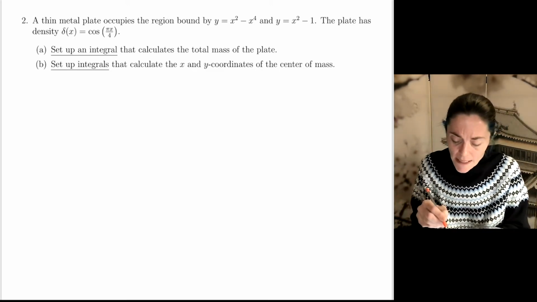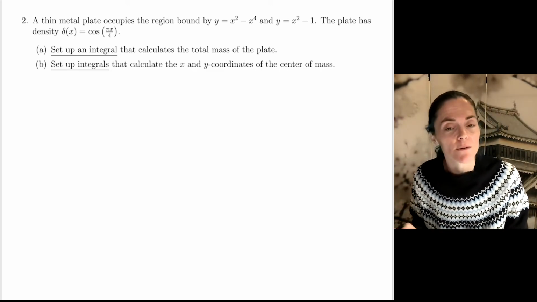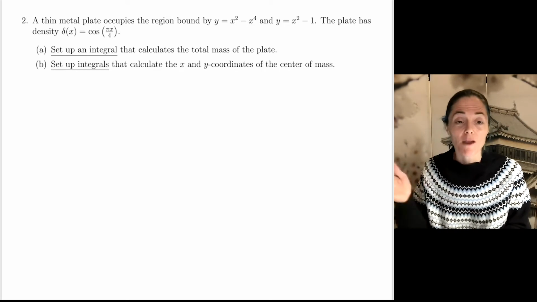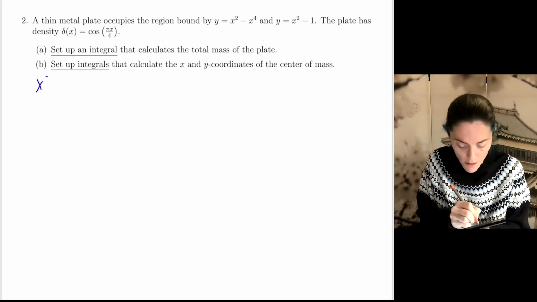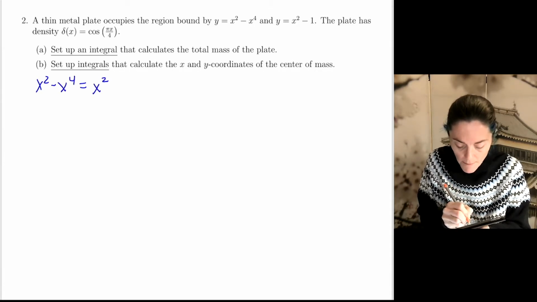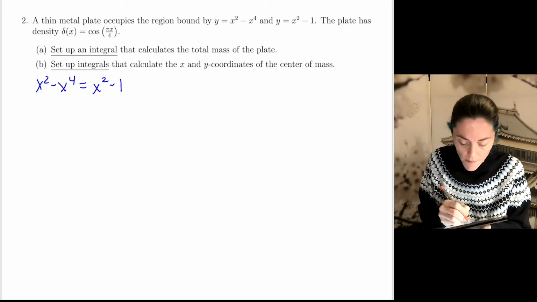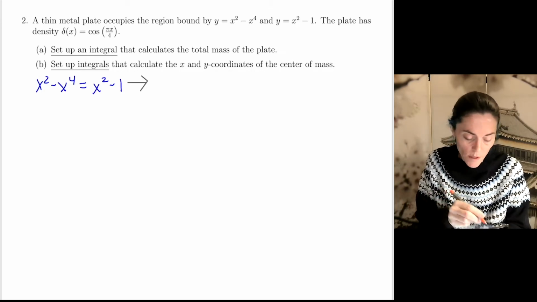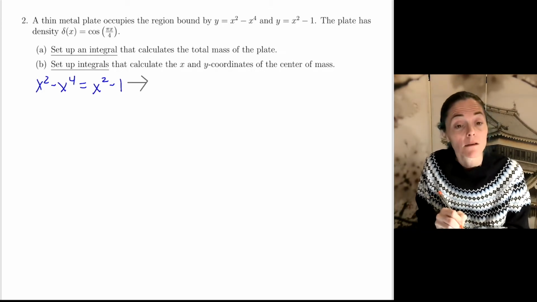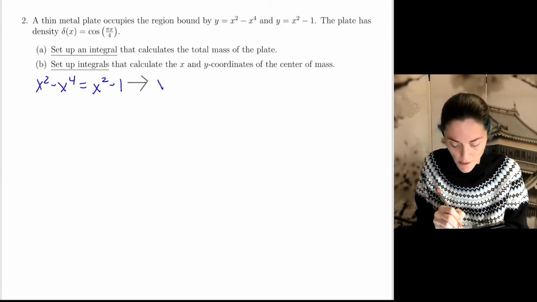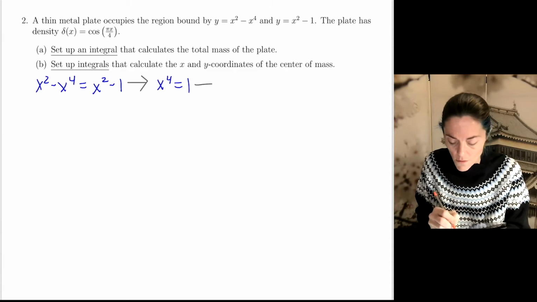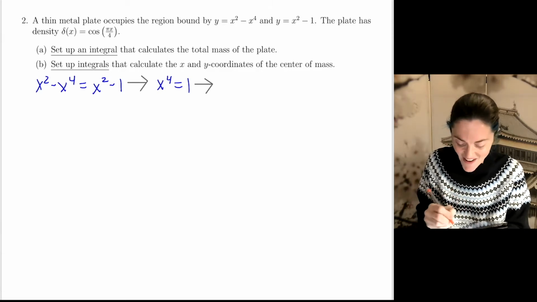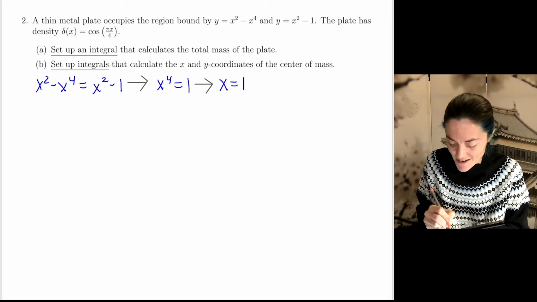Okay, well, we need to first figure out the x values where our region lives between. And so we can set the curves equal. x squared minus x to the 4th equals x squared minus 1. Then you notice, what do I get from here? I get x to the 4th equals 1. And we have two solutions to this. We have x is 1 and negative 1.